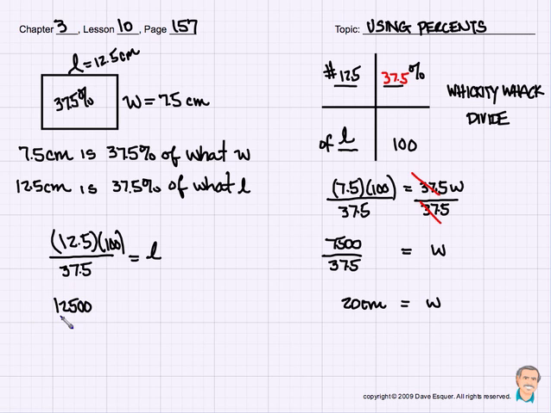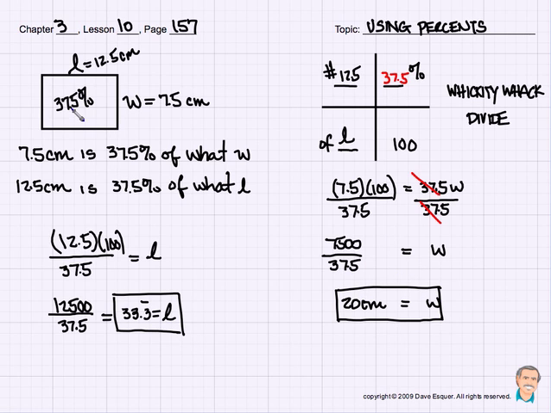So this looks like 12,500 divided by 37.5. And I think if we do that math, this turns out to be 33.3 with a repeating bar. So that's the length. So the length turned out to be originally 33.3. And the width originally turned out to be 20 centimeters, and when we scaled them down by 37.5%, the length was 12.5 by 7.5. Whickity Whack Divide, something we learned in 7th grade.